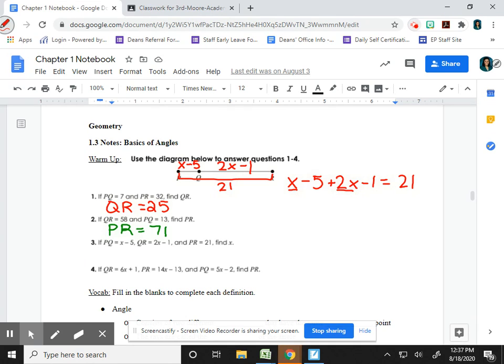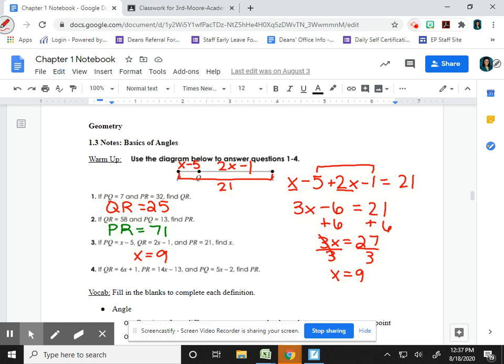I'm going to put my variables together that match, so that's going to give me 3x. I'm going to put these numbers together and I get negative 6 equals 21. Now we're going to isolate the variable, get x by itself. To do that, we're going to add 6, and I get 3x equals 27. Isolating our x by dividing by 3, x is equal to 9. This time it is just asking us for x, so we can say that x equals 9. Sometimes it's going to ask us to plug that value back in and solve for a length, which takes us to our next one.